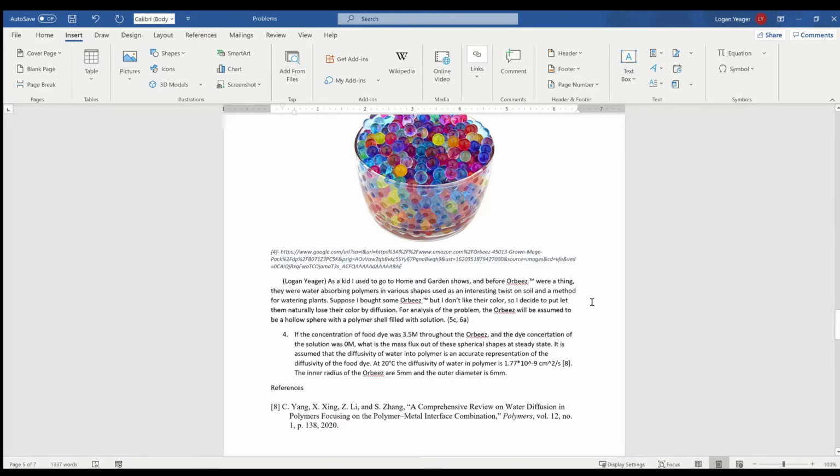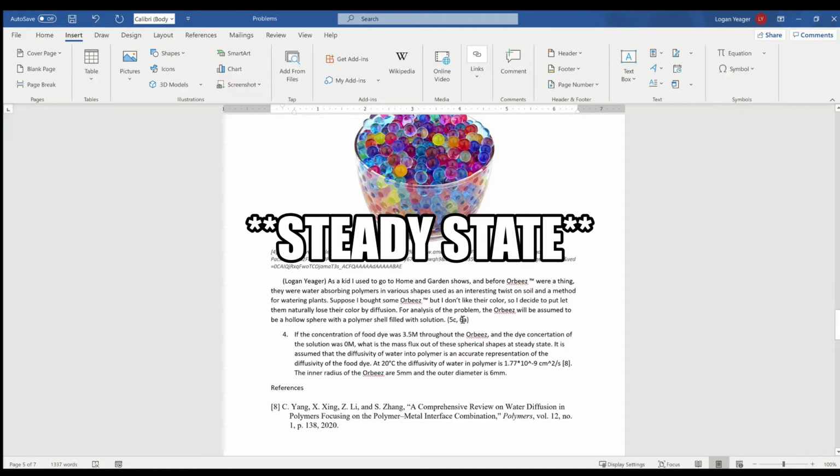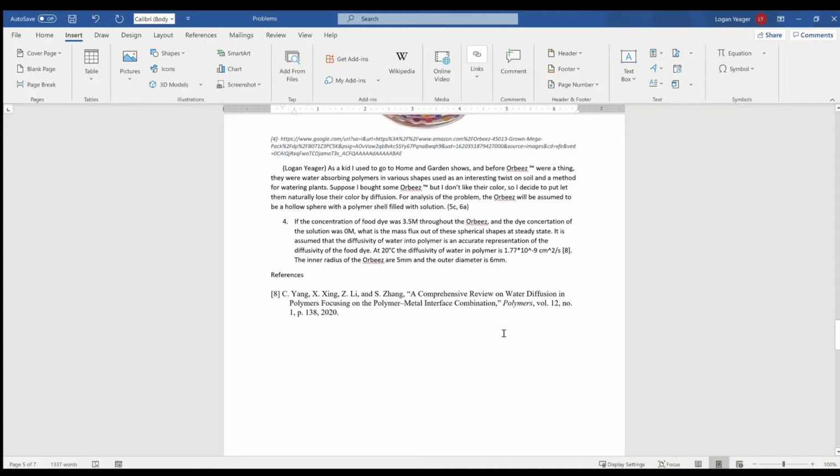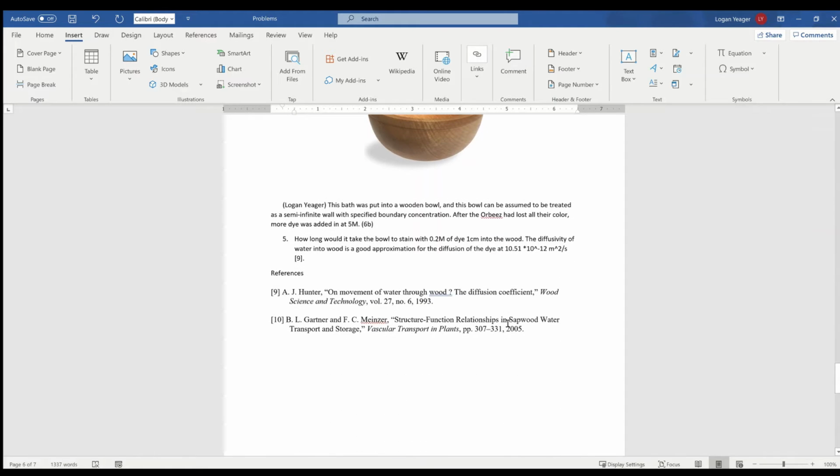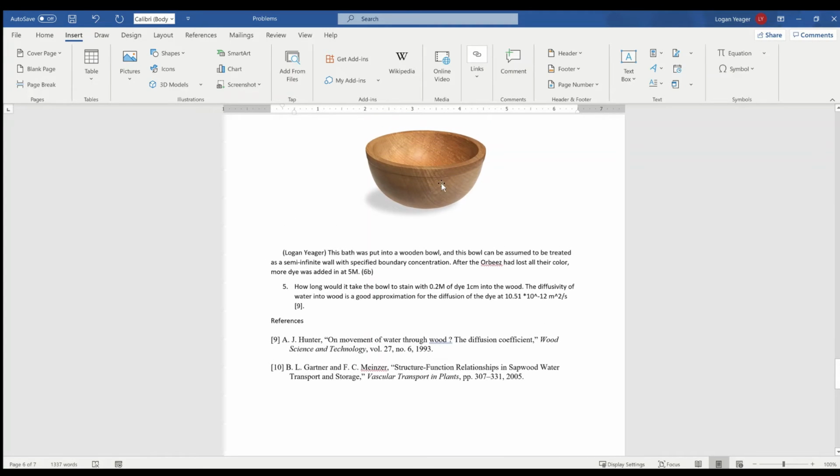As for problem 4, it covers concepts 5C and 6A, 5C being spherical coordinates as it is mass transfer out of a spherical shell, and then 6A because it is transient mass transfer. And then as for the last problem, it is just simply 6B. This is the bowl being treated as a semi-infinite solid and measuring a concentration at a certain depth within the bowl, and that's all calculated with this problem, and so therefore it is transient mass transfer.